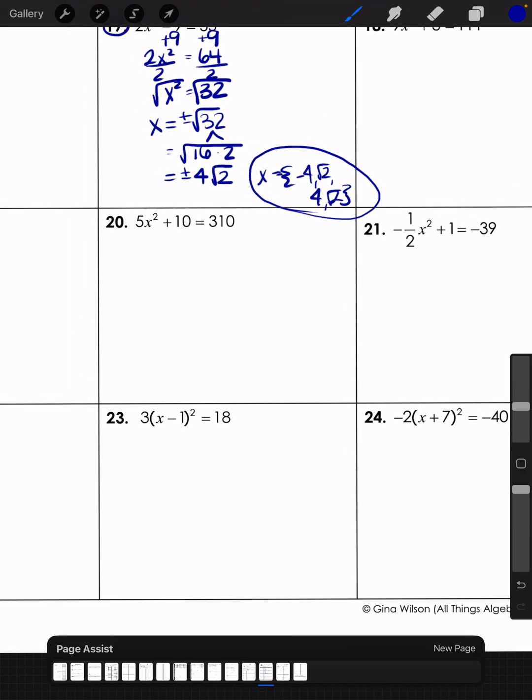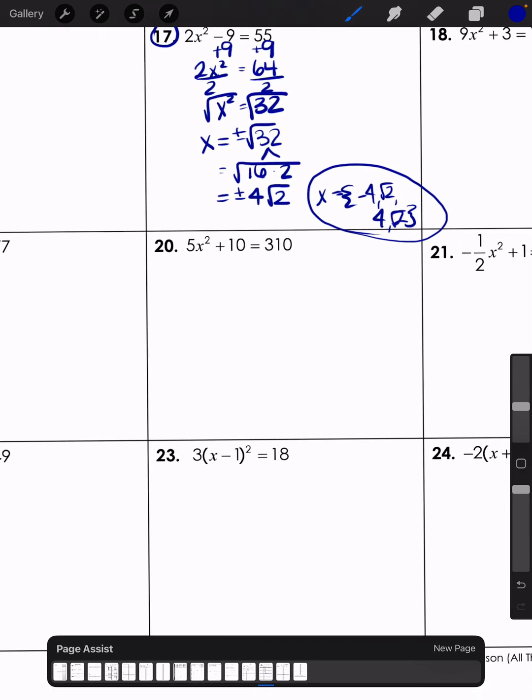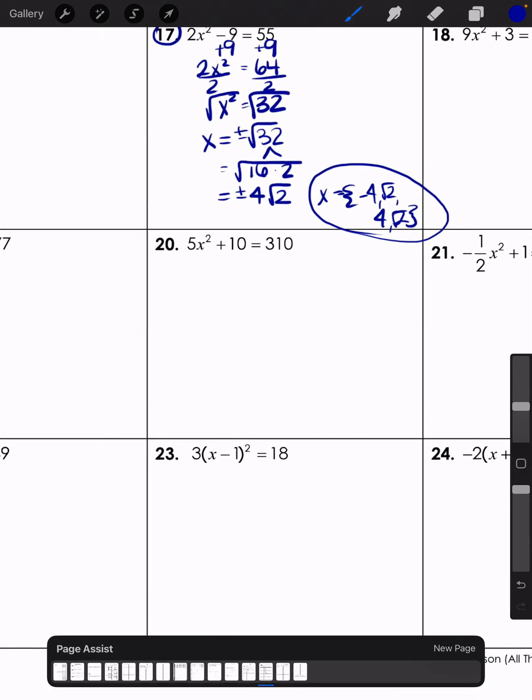Okay, so we'll look at 20 and then 23 looks a bit different, but the process is the same. Okay, so for number 20, subtract, 5x squared is equal to 300, divide, so you get x squared is equal to 60. You can take the square root of both sides. So x is equal to plus or minus the square root of 60.